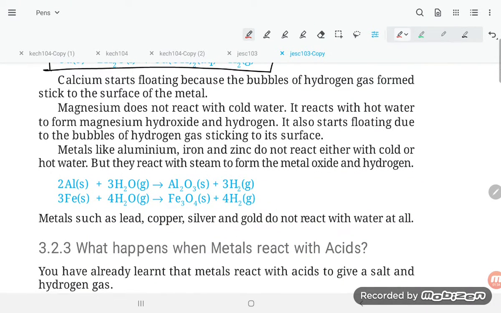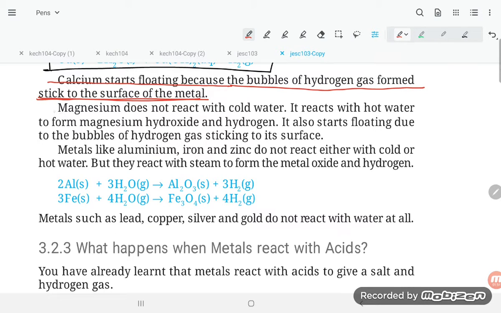Now see the next point, students: calcium starts floating because the bubbles of hydrogen gas formed stick to the surface of the metal. Okay, so why does calcium start floating on the surface, students? Because the hydrogen gas formed sticks to the surface of the metal.